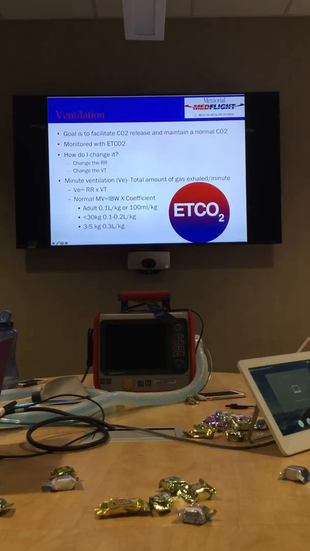Ventilation. What are our goals of ventilation? So one is to get rid of CO2, correct? How do we measure CO2? With end-tidal and ABGs. How do you affect it? How do you change end-tidal CO2 or CO2 exchange with the ventilator? FiO2 will affect oxygenation but won't affect their CO2. No. CO2 is your rate and your tidal volume.